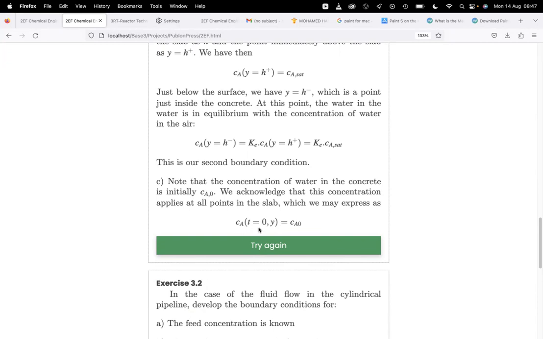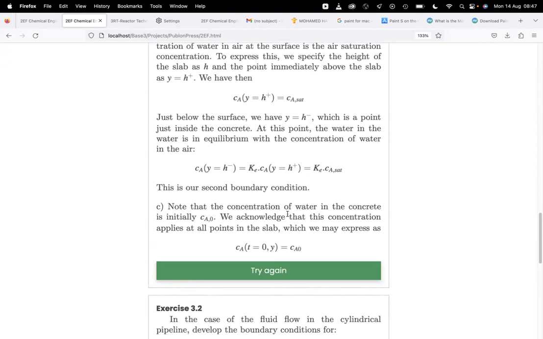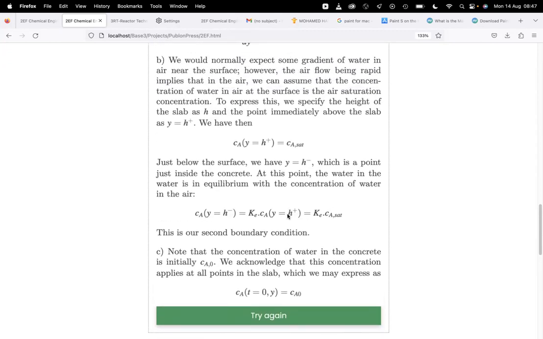Initially at all points y in the slab, but at specifically t equals 0, we have that concentration. So that's our third boundary condition. So those constitute the boundary conditions that are relevant to this problem.